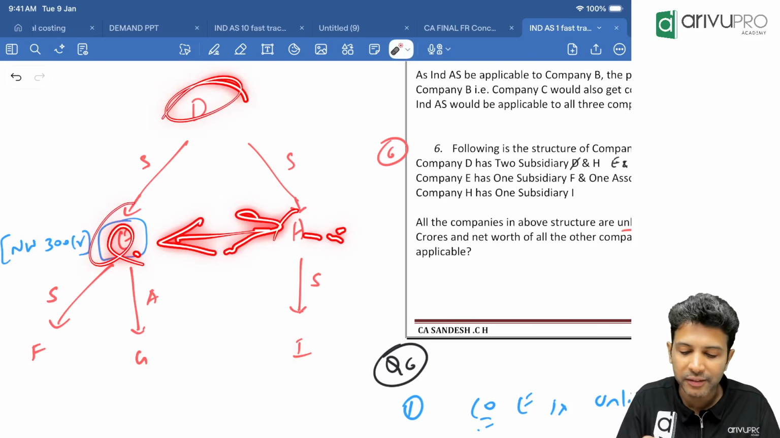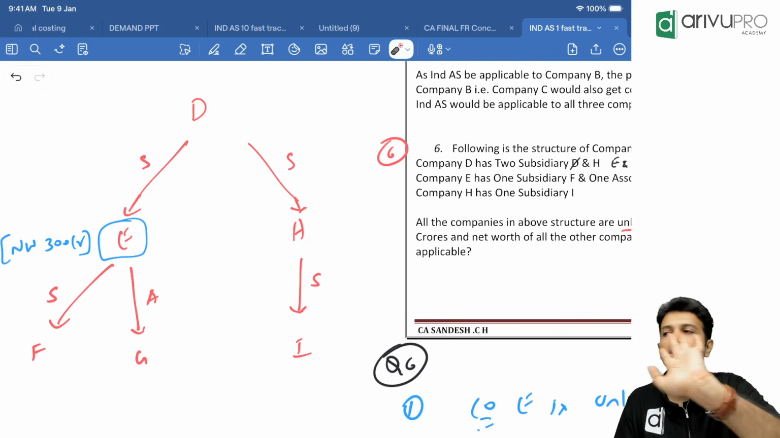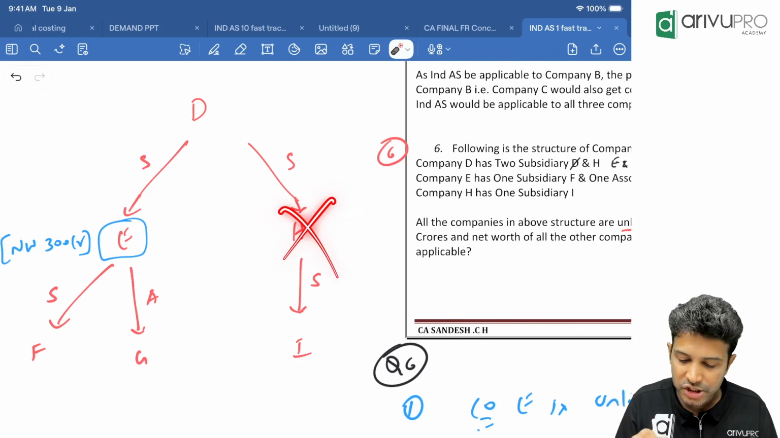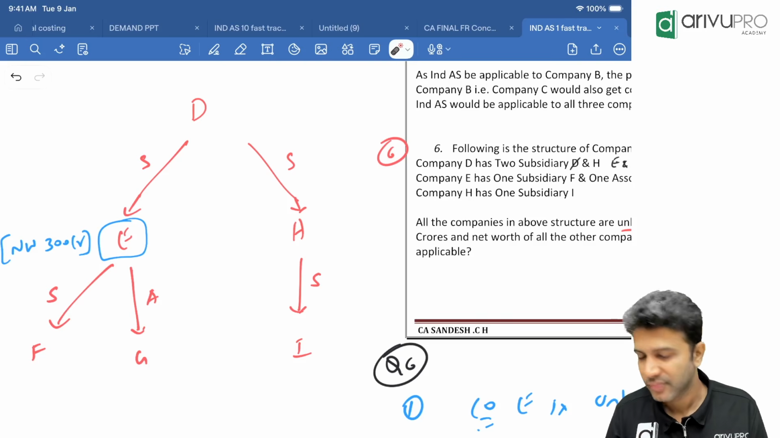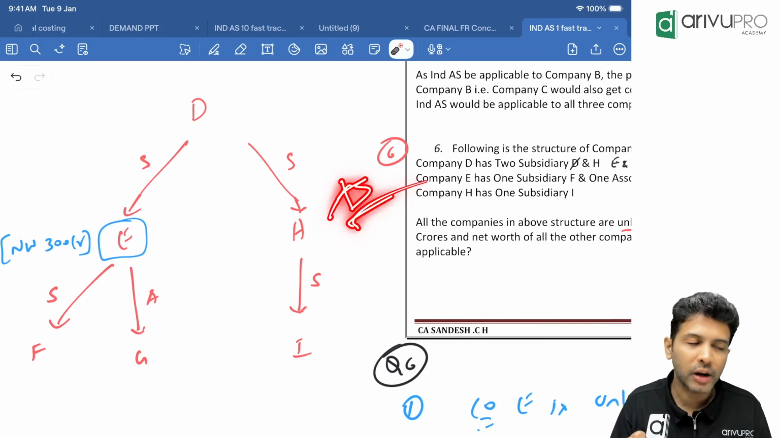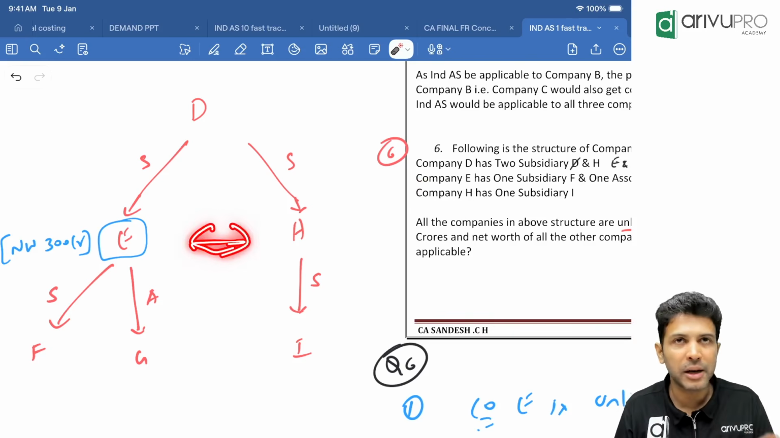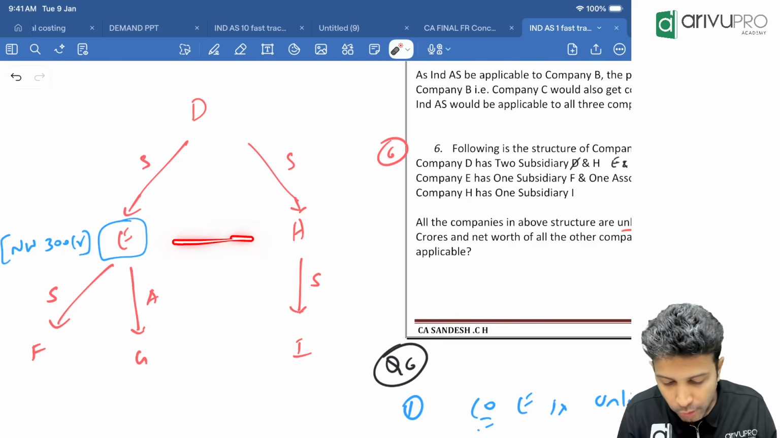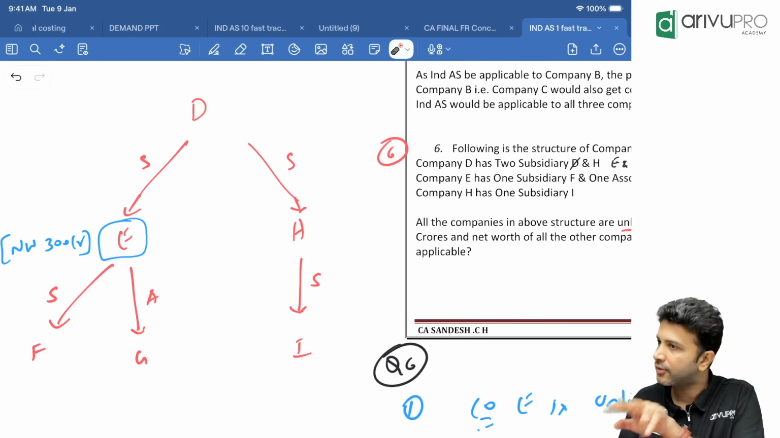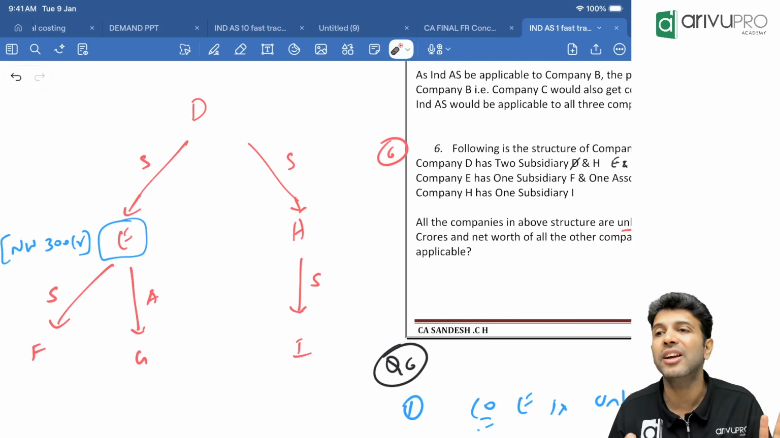D is a parent having 2 subsidiaries. No, co-subsidiaries or fellow subsidiaries. Ind AS is not applicable. That means for H and I, Ind AS is not compulsorily applicable. H and I, if they want, they can continue with accounting standards. Ind AS is only applicable for your parent, your subsidiary, your associate, your joint venture. But for co-associates, co-subsidiaries, fellow associates, fellow subsidiaries and so on, Ind AS is not compulsorily applicable.